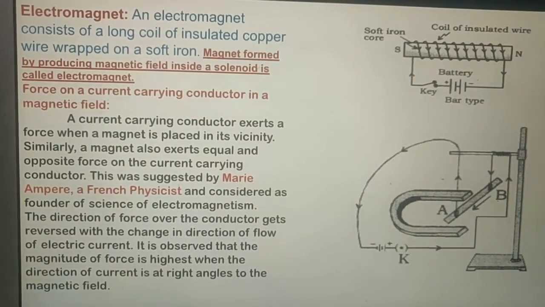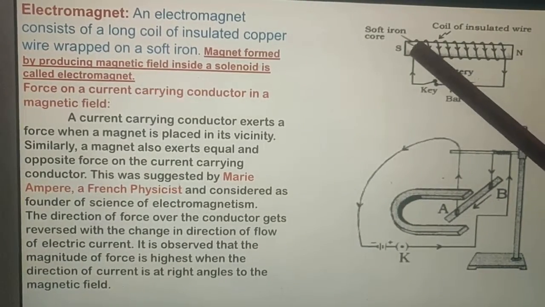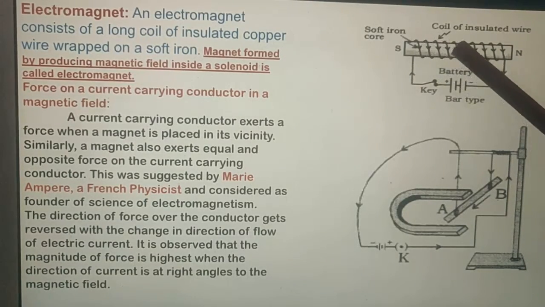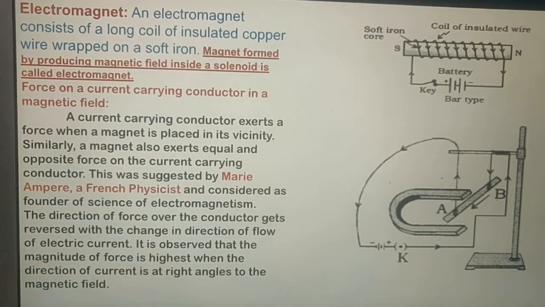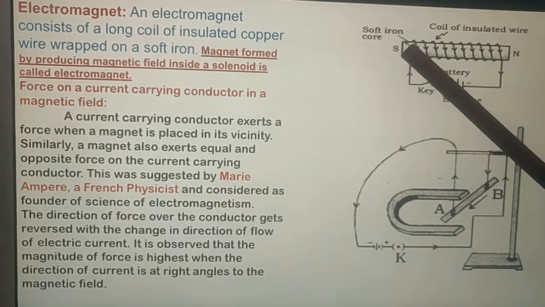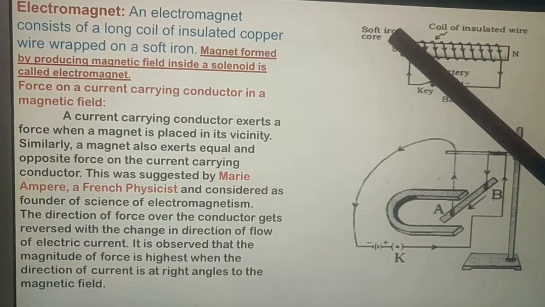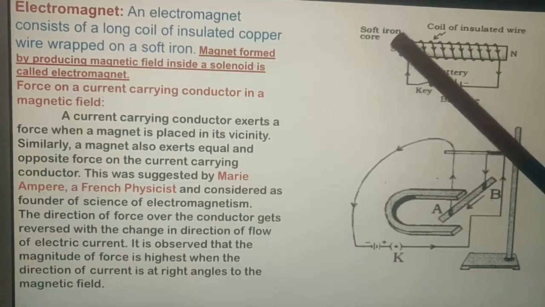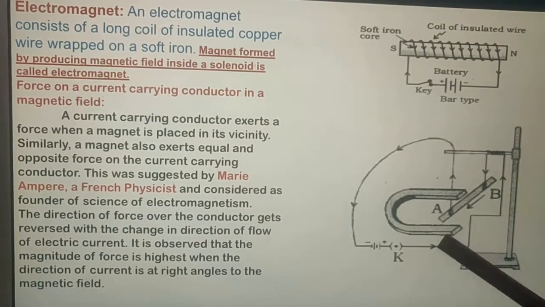Now, electromagnet. You see this diagram here. Soft iron is wrapped with insulated wire, a coil of insulated wire. The current is flowing from this side, as you can see, in this direction. So this is the South Pole and this is the North Pole.